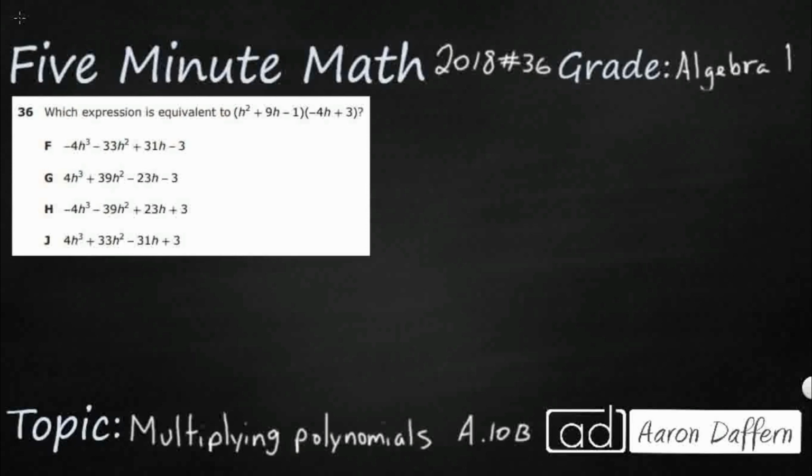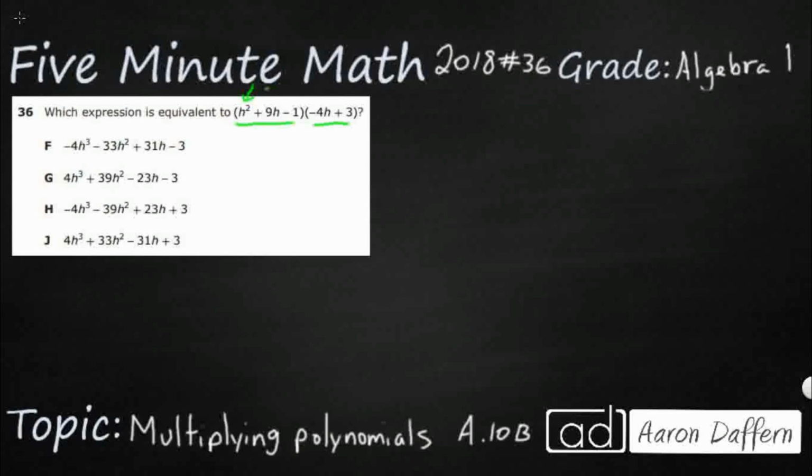So we need to find an equivalent expression here. And we've got a trinomial and a binomial. This is what we would call a degree 2, because we've got a squared right there for the exponent, and this is just a degree 1 over here.